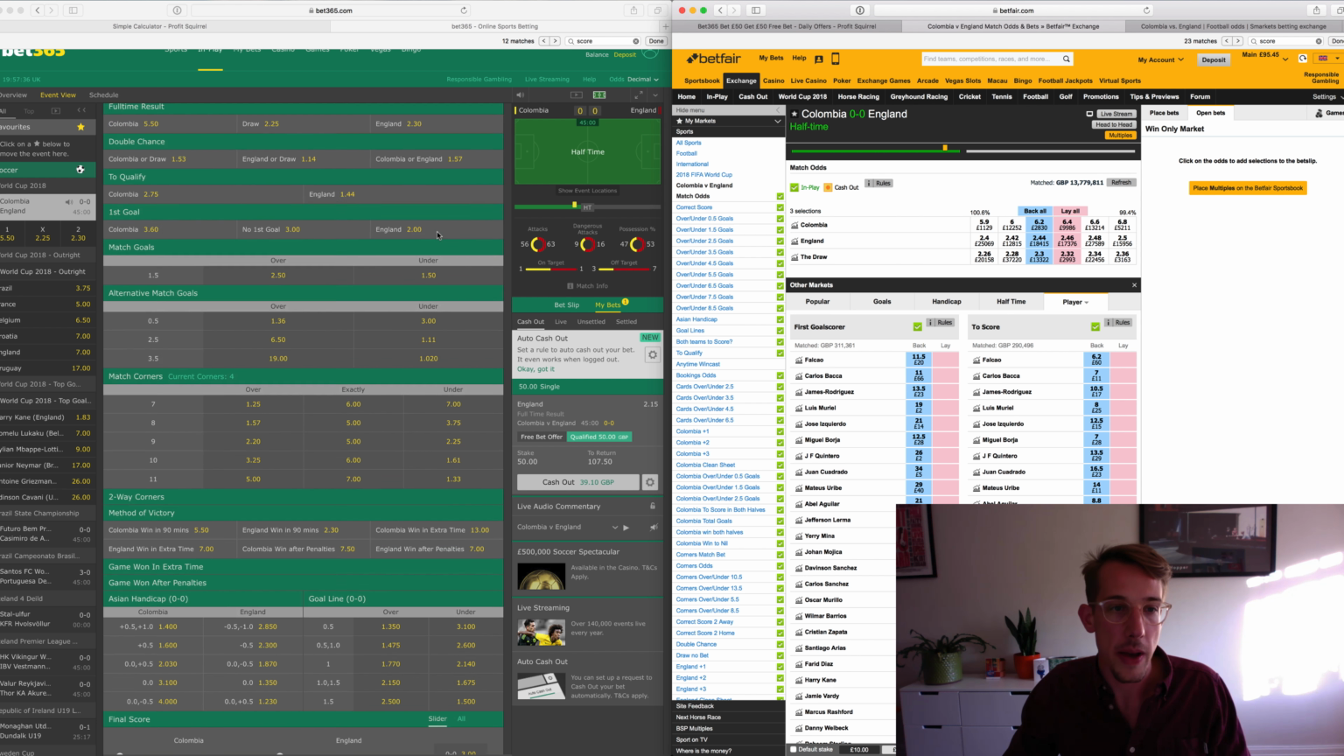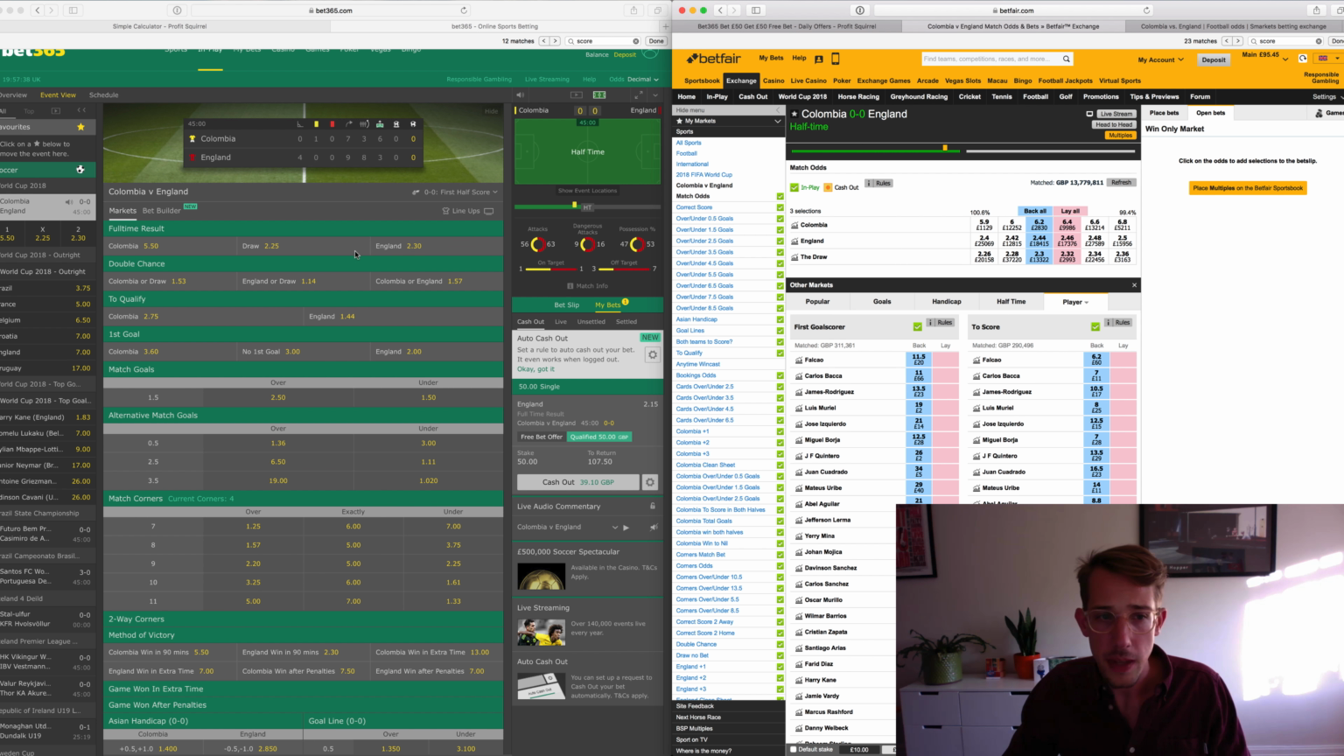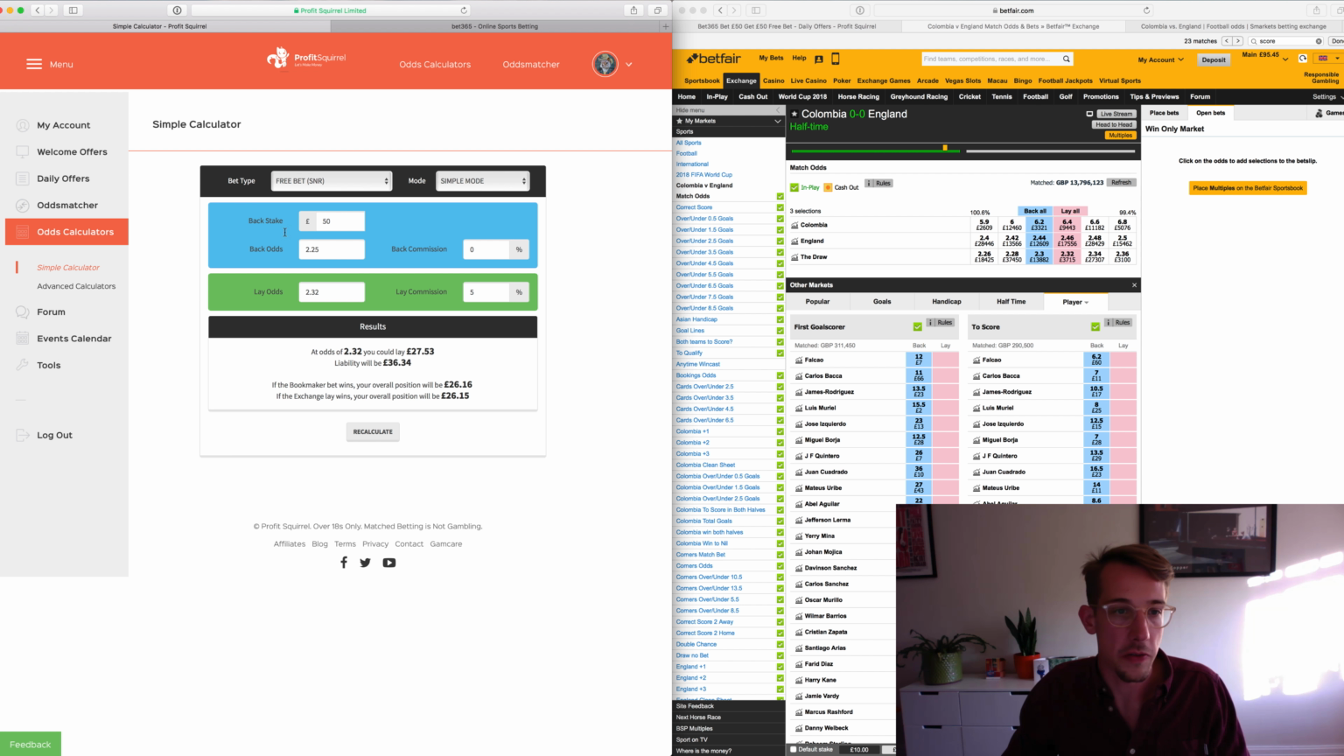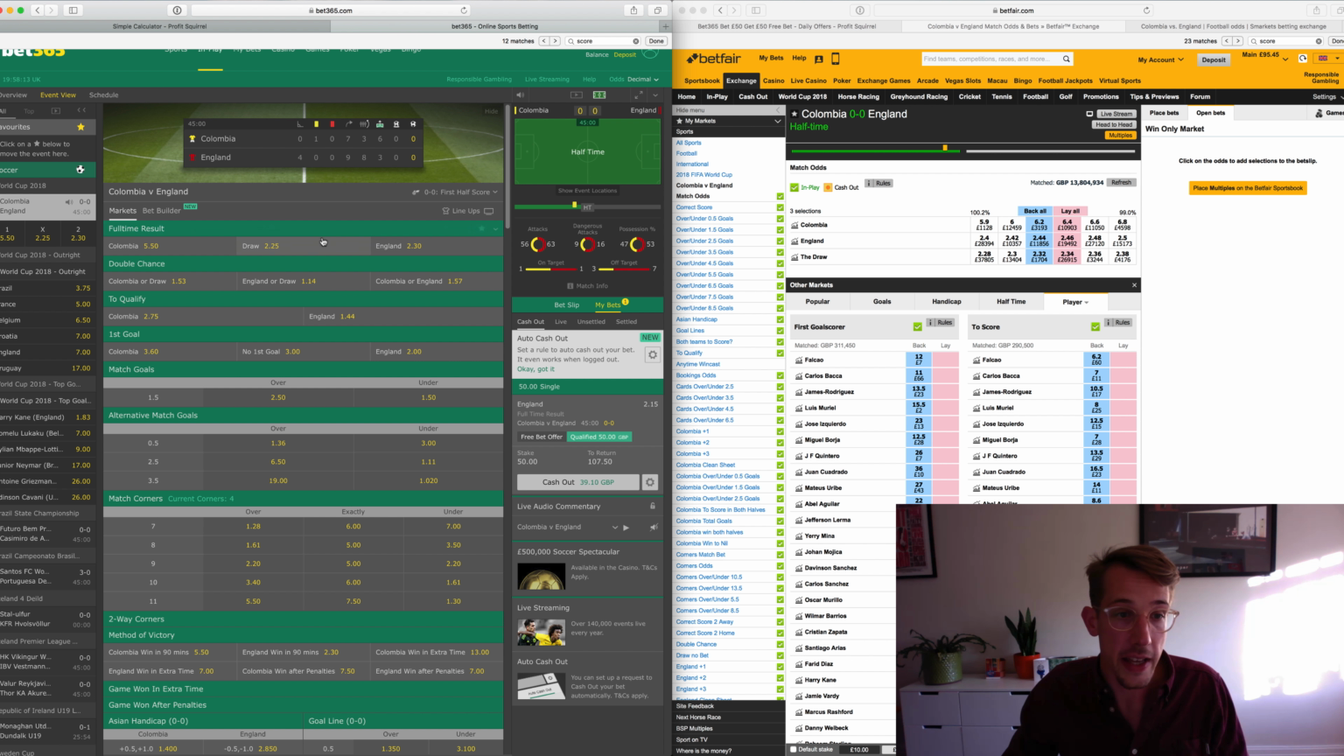So let's go back up to match odds. It's not looking much better on the England odds here, 2.3, 2.48. Better, I think, to go for this, the 2.32 and the 2.25. So I'm going to go ahead and just work out what that is, 2.25, 2.32, exactly what I had before. My lay stake is £27. So let's go ahead and place those quickly.